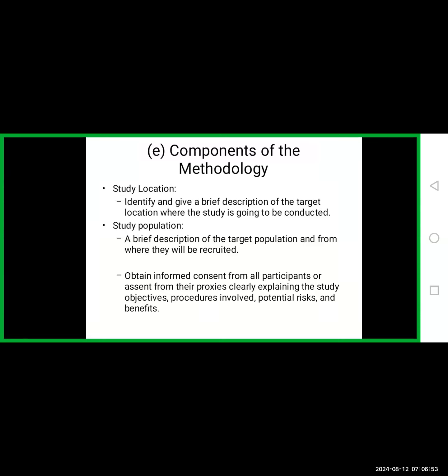Components of the methodology will include study location here, location, identify and give a brief description of the target location where the study is going to be conducted. Study population, a brief description of the target population and from where they will be recruited, including their demographic features. Obtain informed consent from all participants or assent from their proxies, clearly explaining the study objectives, procedures involved, potential risks and benefits. Next slide.